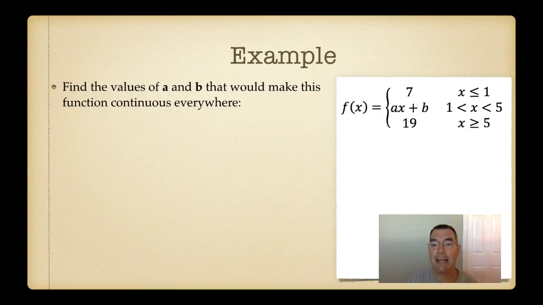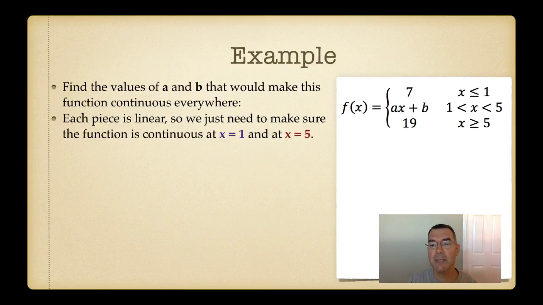Second kind of question I can ask you is, let's assume that a function is continuous, but I'm missing some numbers in the function, and I want you to figure out what those numbers are. So each of these pieces of this three-piece function is linear. Y is equal to 7 everywhere that x is less than or equal to 1. Y is equal to 19 everywhere greater than or equal to 5, and then there's some different linear function in between those, in between 1 and 5.